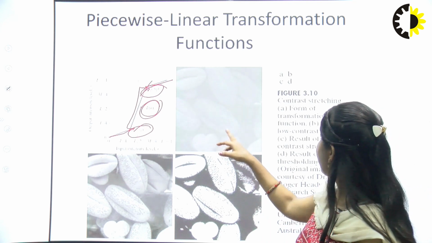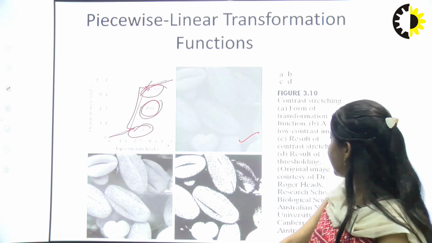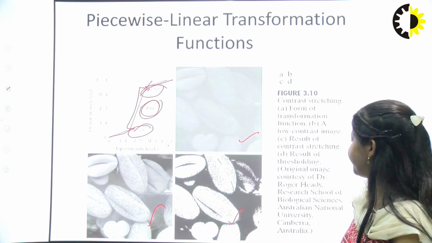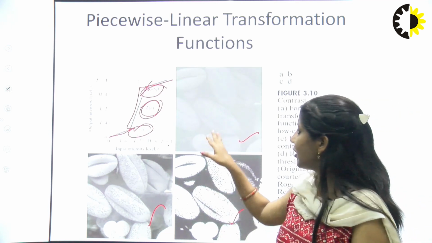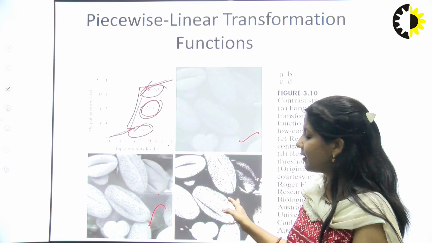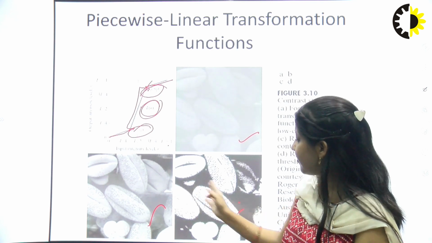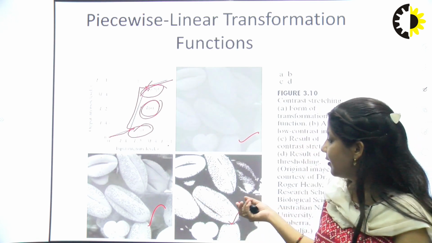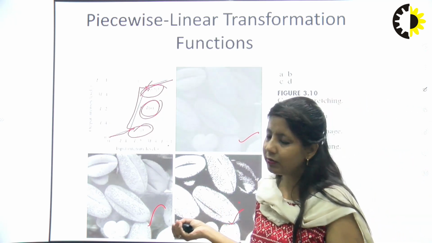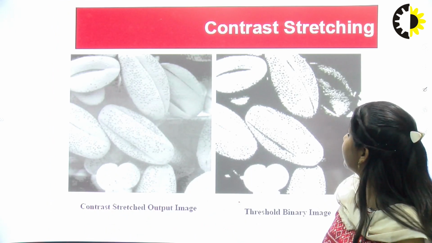Firstly we have the form of the transformation function, next the low contrast image, next the result of contrast stretching, and next the result of thresholding. So from a low contrast image we get a high contrast image, and we can apply a threshold here. We compare the pixels and convert the image into a black and white image: high gray level converts into 1 and low gray level converts into 0. So this is an example of contrast stretching.